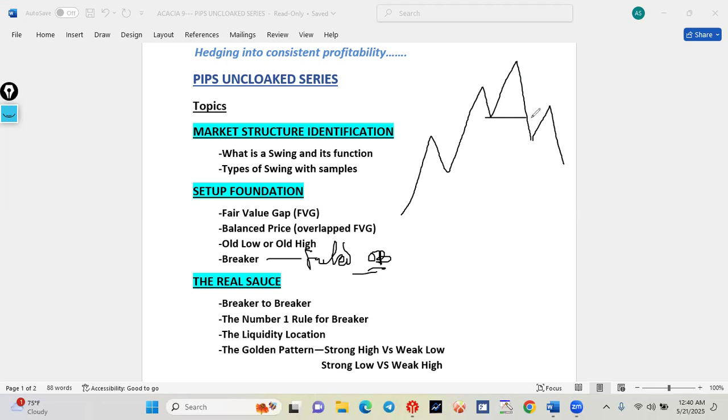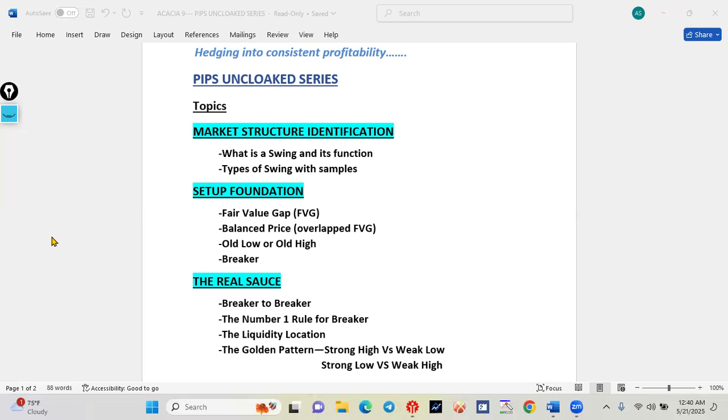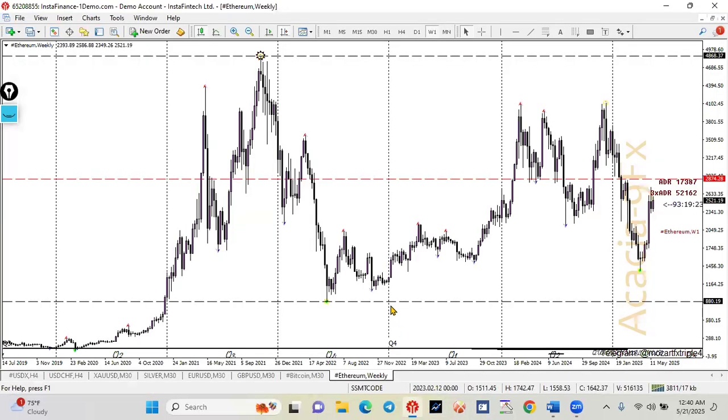So once it is broken, the direction that was bullish before on this time frame, it can be any time frame, is now bearish. Okay, it's now bearish. So let me quickly show you a breaker before we go. I don't want the video to be too long. Let's quickly see this.